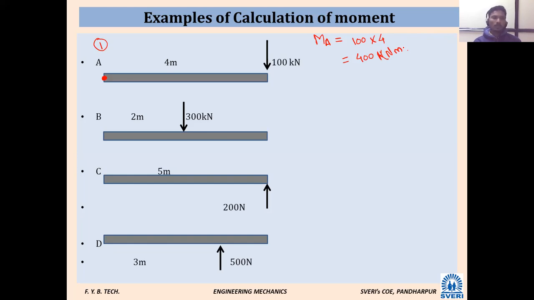Similarly, problem number 2, I will write here. Point B is here. Suppose let us imagine point B is here. Calculate moment due to force 300 kilonewton at point B.